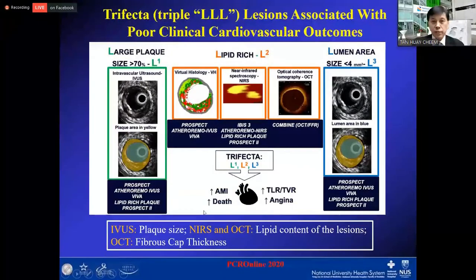And now we have come to realize that there is a trifecta of lesion features that we should be looking out for in predicting a patient's likelihood of developing an acute coronary event after STEMI. This is the triple L lesion that we talk about here. A large plaque, a very large plaque burden on IVUS or any of the imaging, is a predictor. A plaque that is rich in lipid core is also a predictor. And a lumen area of less than 4 square millimeters is also a predictor. When all three are together, this increases a patient's likelihood of a cardiovascular event during follow-up.